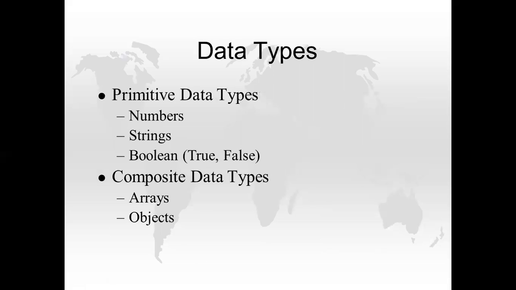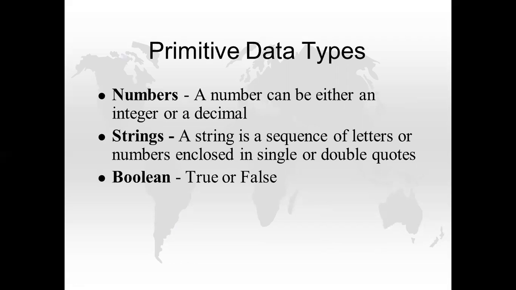Then data types. There are two types: primitive data types and composite data types. Primitive data types include numbers, strings, and boolean, that means true or false. Composite data types include arrays and objects. Primitive includes numbers; a number can be either an integer or a decimal. A string is a sequence of letters or numbers enclosed in single or double quotes. Then the next one is boolean, which returns true or false.